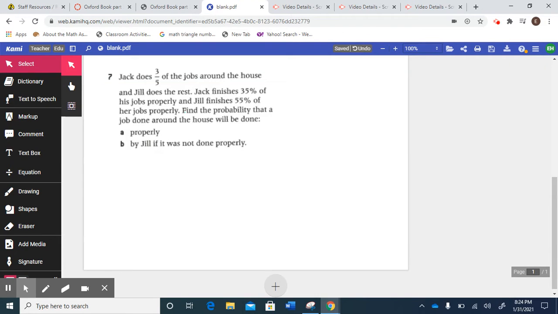Okay, this is number 7 from the chapter review. This is another tree diagram problem. It doesn't ask you to draw a tree diagram, but I would honestly draw them here to help organize all of the different probabilities and information.